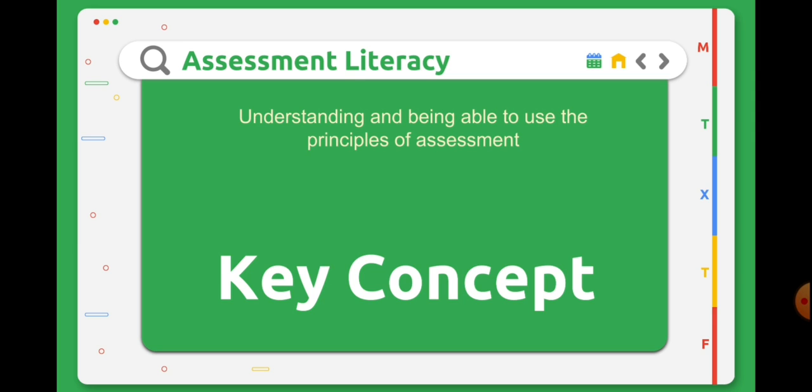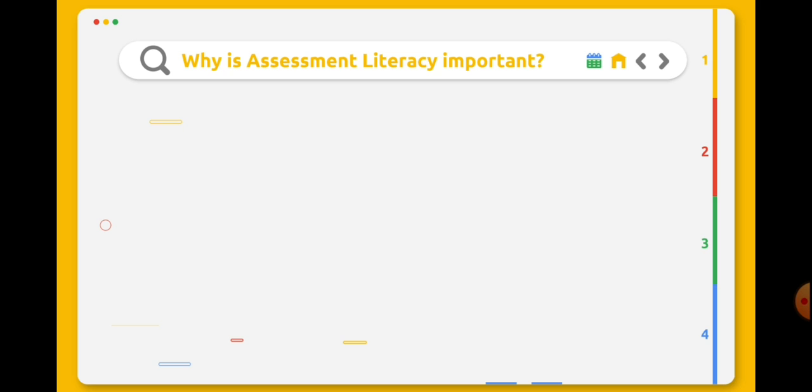Next, we move on to the key concept of assessment. The first concept is assessment literacy. What is assessment literacy? It refers to understanding and being able to use the principles of assessment. Why is assessment literacy important?